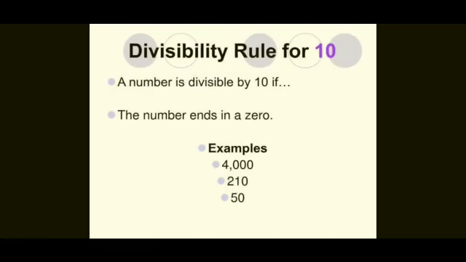Divisibility rule for 10. I don't want to tell anything, isn't it? The last digit should be 0. Then the number will be divisible by 10. 10, 20, 30, 50, 210, 4000. Any number end with 0, surely it will be divisible by 10.